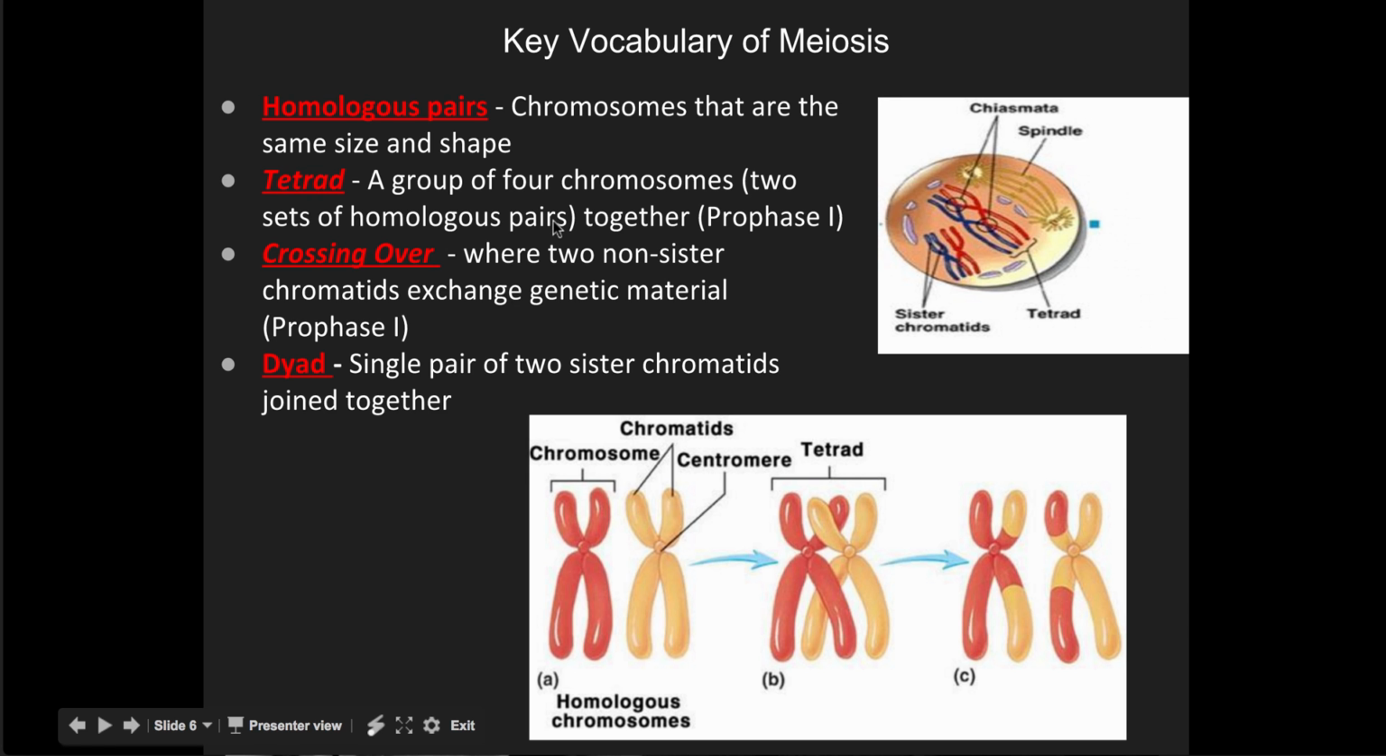So some more key vocabulary, and we kind of covered a little bit of this going through, but I know it's fast. Homologous pairs are chromosomes that are the same size and shape, and carry the same type of genes and traits. A tetrad is a group of 4 chromosomes, 2 sets of homologous pairs together. So you can see in prophase 1, right here is our tetrad being formed. It's just the 2 homologous pairs hanging out together.